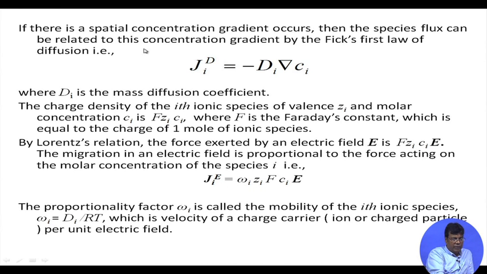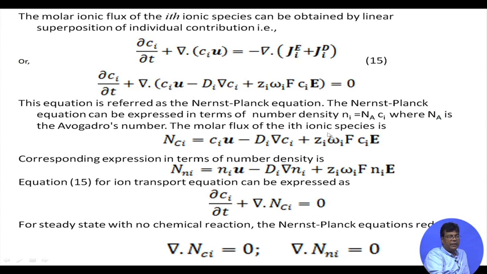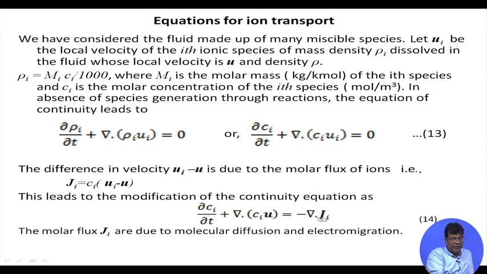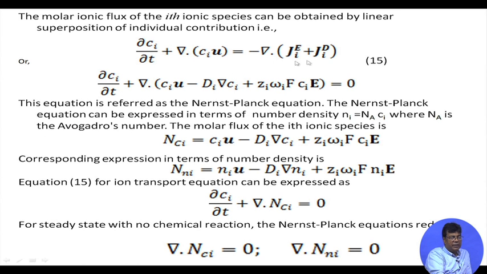So, we have two classes of ionic flux generation: one is due to molecular diffusion, another is due to electromigration of the ionic species. This omega_i can be written as D_i by RT, where R is the universal gas constant and T is the temperature, and D_i is the diffusion coefficient. With that, we can write the equation we have already derived, the valence equation or conservation of ionic flux, in this manner.